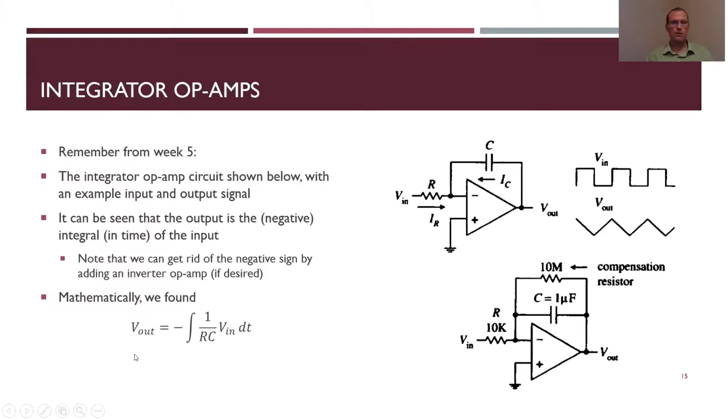And the relationship between v out and v in officially, you can see the integral of v in, but also with this factor of 1 over RC. So the slope here is that value divided by RC, minus sign since it's inverted.